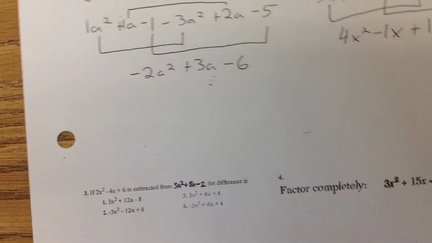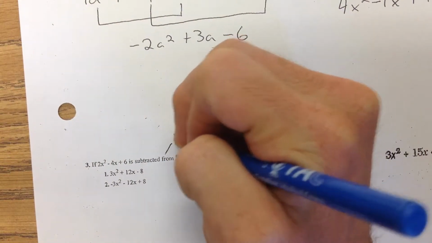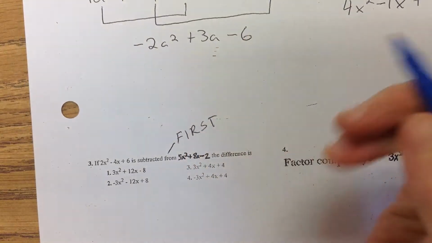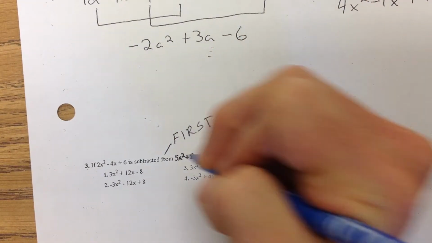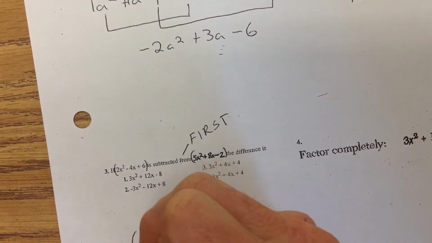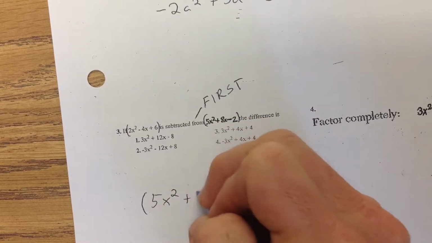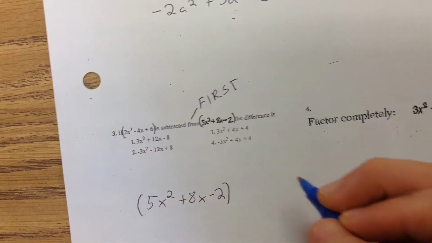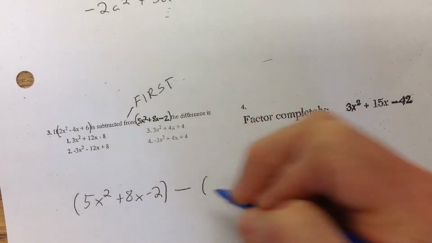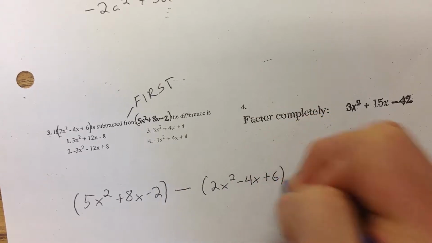Alright, number 3, if 2x squared minus 4x plus 6 is subtracted from 5x squared plus 8x minus 2, the difference is, so again there's our word from, which means first, and then even though they didn't put in the parentheses, we have to remember that there are parentheses around both of these. So we have parentheses 5x squared plus 8x minus 2 subtracted by parentheses 2x squared minus 4x plus 6.